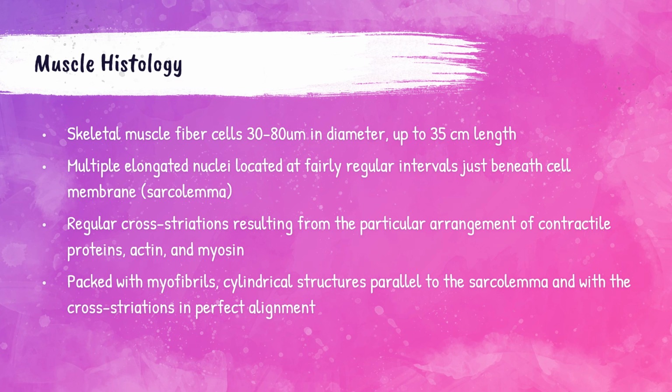Skeletal muscle fibers contain multiple elongated nuclei that are located at regular intervals just beneath the cell membrane called the sarcolemma. They also contain regular cross striations that are from the arrangement of actin and myosin, which are contractile proteins. Every muscle fiber has myofibrils, which are cylindrical structures with prominent cross striations. The myofibrils are parallel to the cell membrane or sarcolemma and with the cross striations. With the use of histochemical reactions, individual myofibrils can be identified.